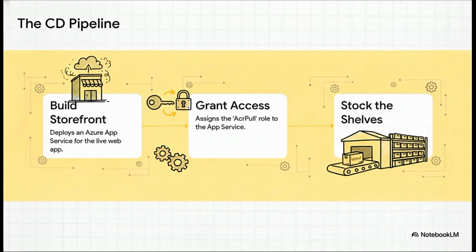First, the pipeline builds our digital storefront. This is the live website where users will actually see our product. Next, it gives that storefront a special key, granting it permission to pull packages from our warehouse. And with that access, the storefront automatically goes and grabs the package labeled latest and puts it on the digital shelf for everyone to use.